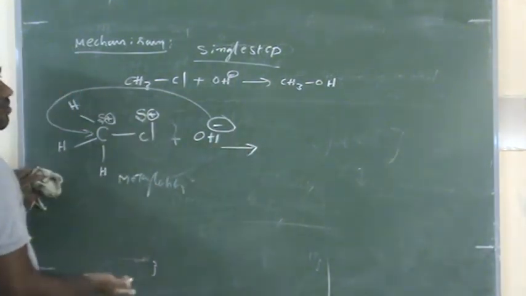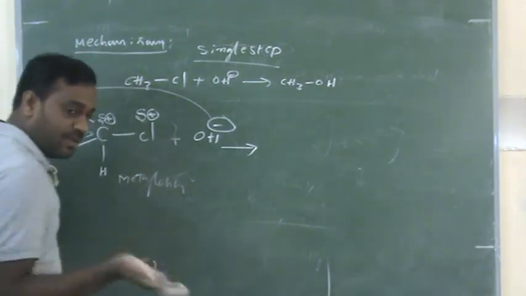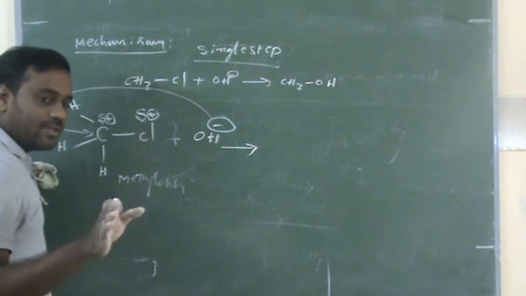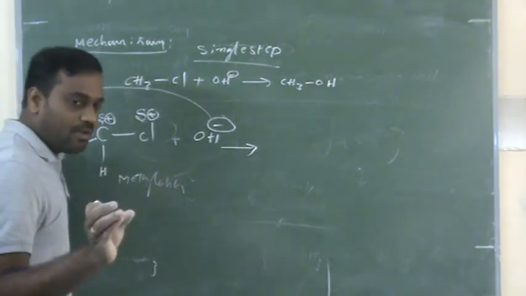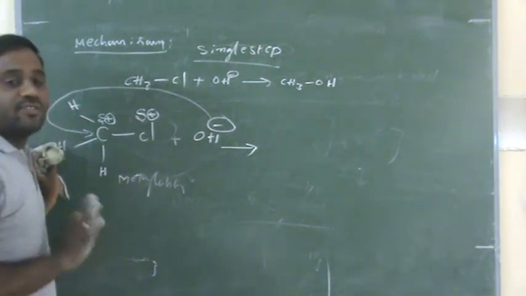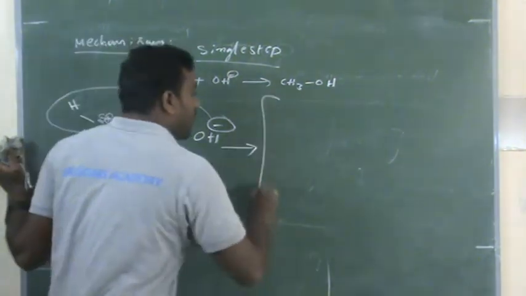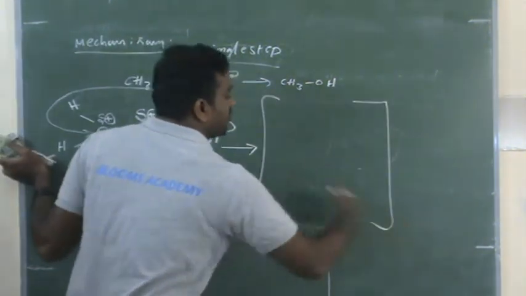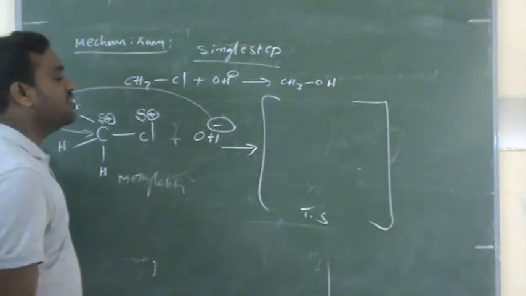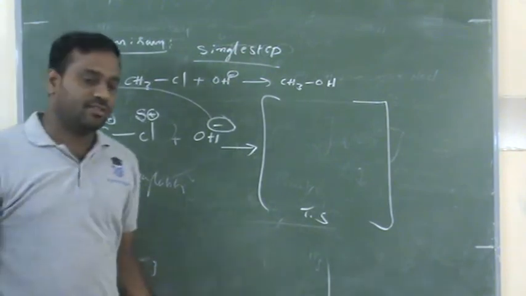I said that now there is no intermediate, there is a transition state. Before, I explained the difference between an intermediate and a transition state. An intermediate is a stable molecule which has some charges. A transition state is not a stable molecule, and there are no charges in it. So now one transition state is formed. How is the transition state formed? What type of things arise in the transition state?